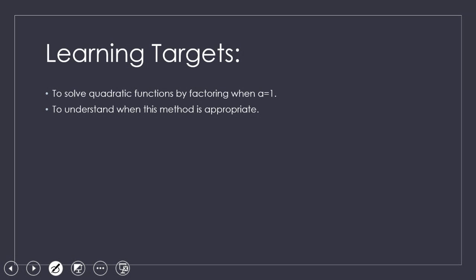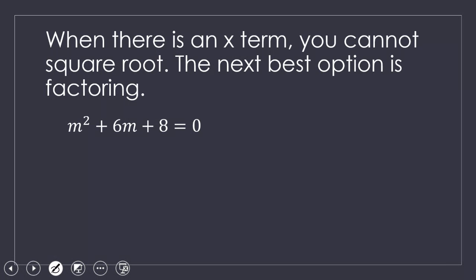We also want to know when this method is appropriate to use. Square rooting is always appropriate to use when you have no middle term. When we're talking about quadratic functions that have an x term, or in this case an m term, a middle term, square rooting is not an option. So factoring is your next best option. Hopefully it becomes easy for you. It takes a little bit of practice, I will tell you that. So make sure that you are practicing your factoring. But at some point, it will get easy, it'll make sense, and then this is definitely your second method that you want to use.